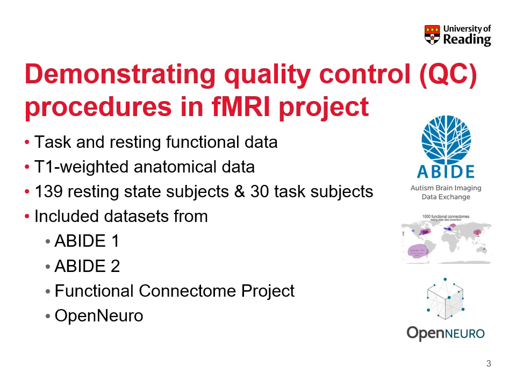In total, the Quality Control Procedures project included data from 159 subjects split across resting state and task-based fMRI data. These data were acquired from datasets which included ABIDE 1 and 2, the Functional Connectome project, and several datasets from the OpenNeuro repository.